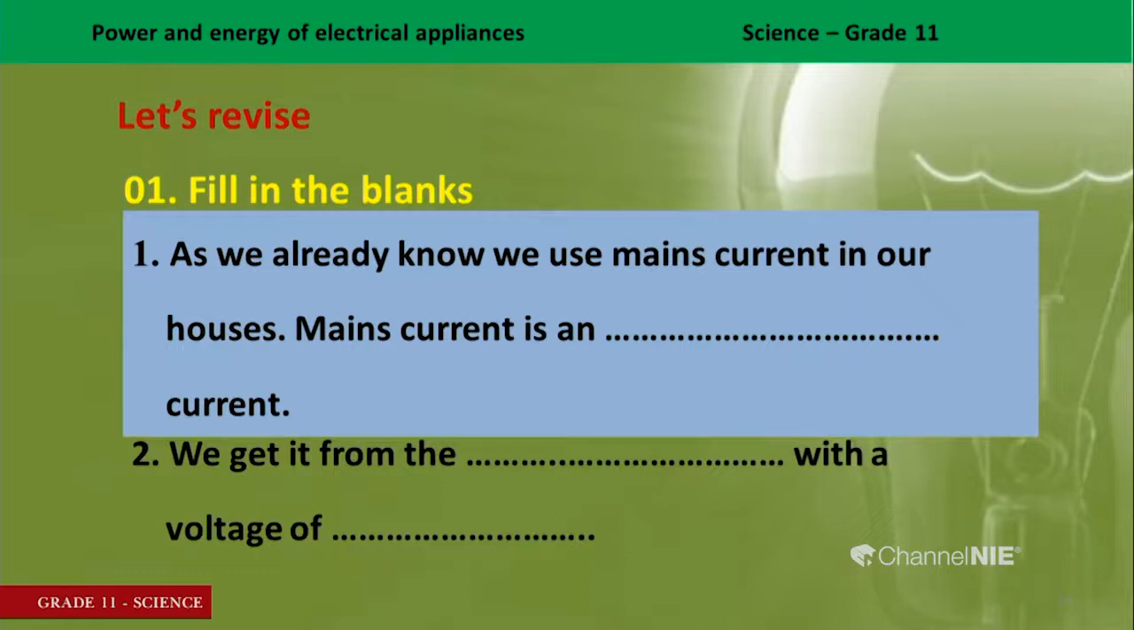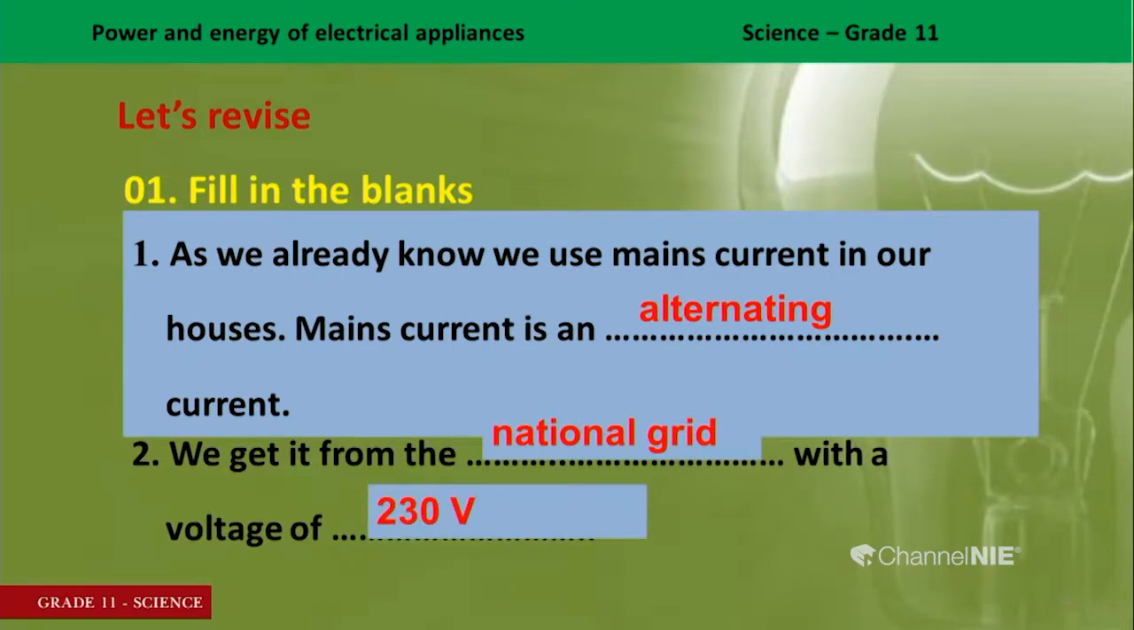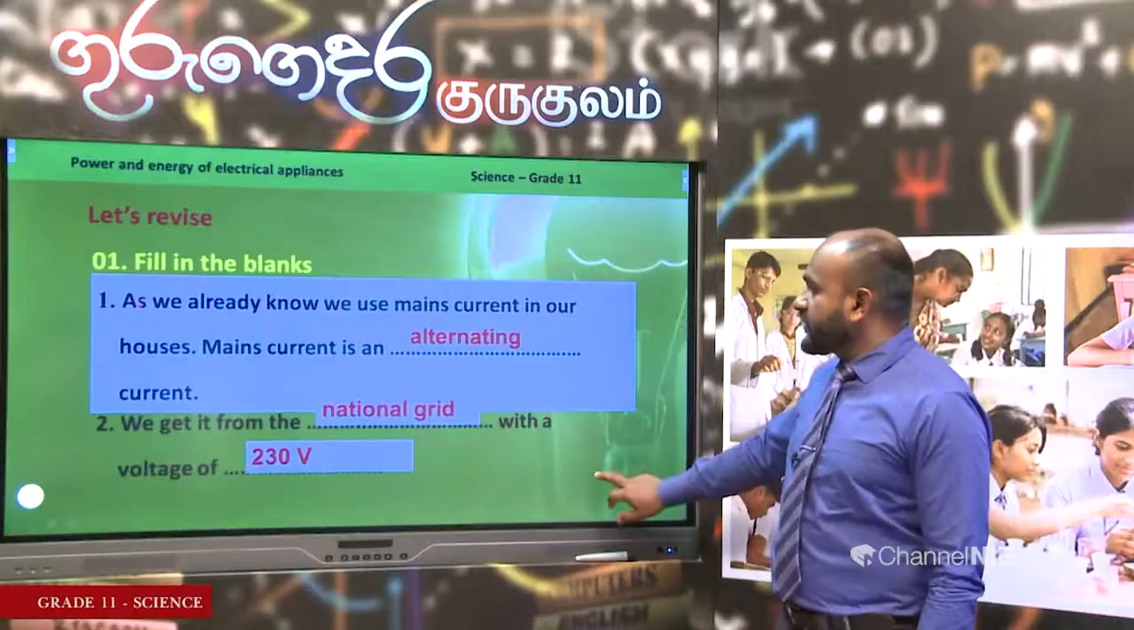Okay, let's check. Mains current is an alternating current. We call it an AC. You know, this current is produced by dynamos in power stations. They produce an AC. We get it from where? We get it from the national grid. You know, there is a network of wires which carries electricity around the country. We call that the national grid, with a voltage of 230 volts. Go to the next one.